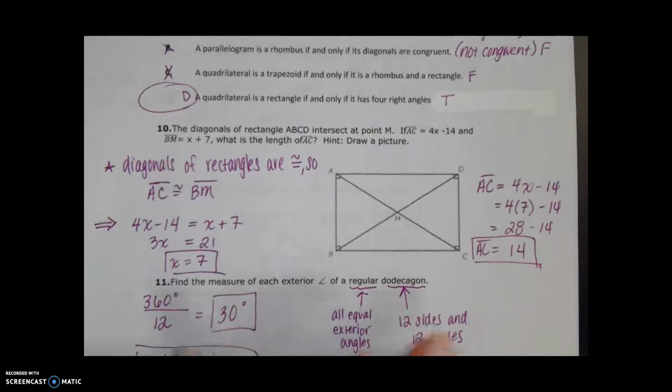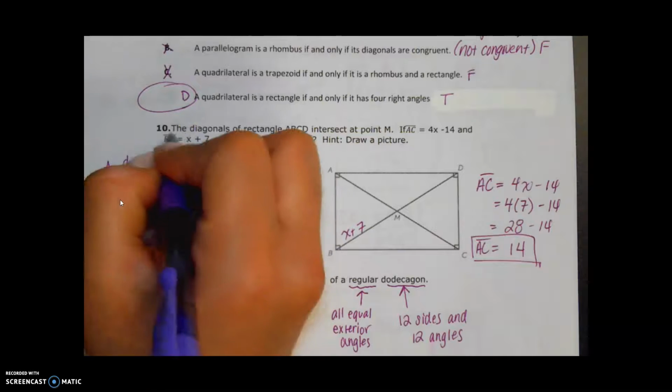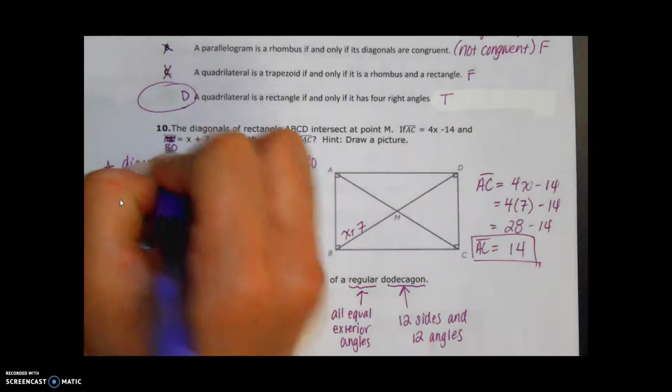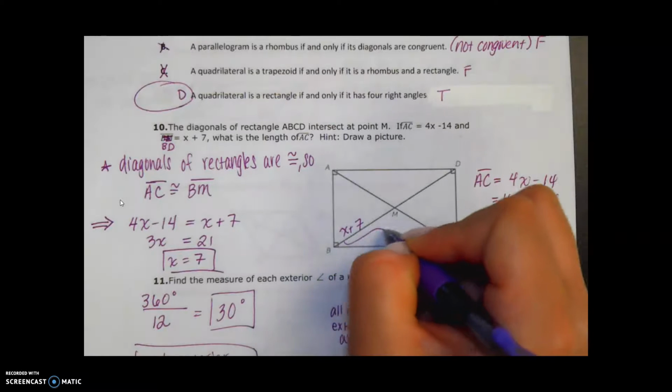Number 10, let's see, the diagonals of rectangle ABCD intersect at point M if AC, this diagonal here, and BM right here, is x plus 7. What is the length of AC? Draw a picture. And I'm just realizing I made a mistake right here. So it says BM equals x plus 7. Let's change that to BD, so that way the whole thing is equal to x plus 7.